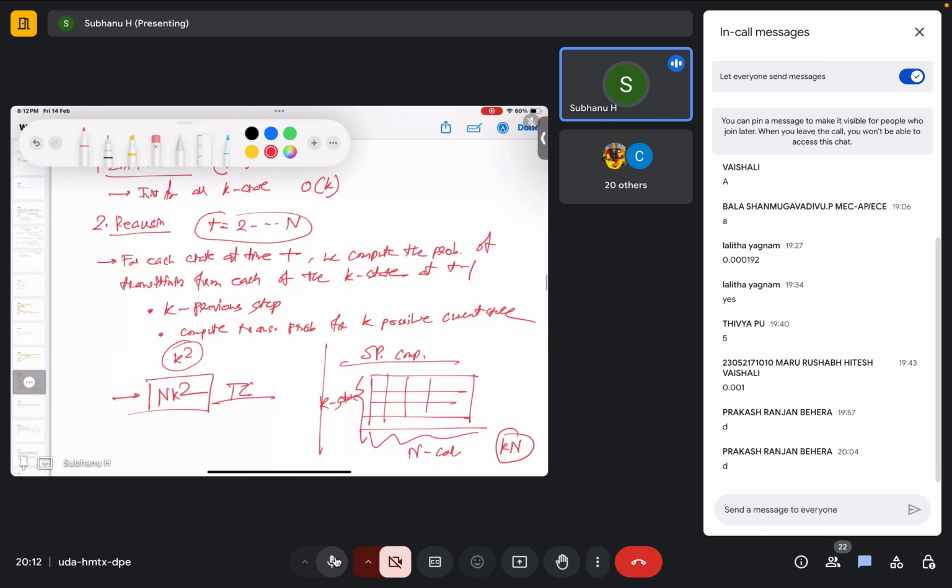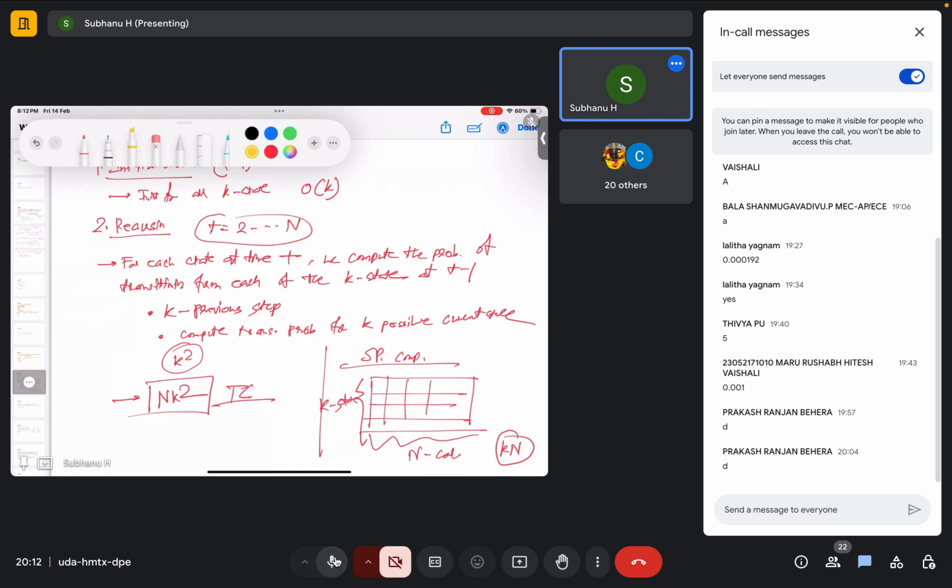So each entry stores... So what are you storing here? You have to store the maximum probability of reaching a particular state at a given time. So that's why you have to maintain this.